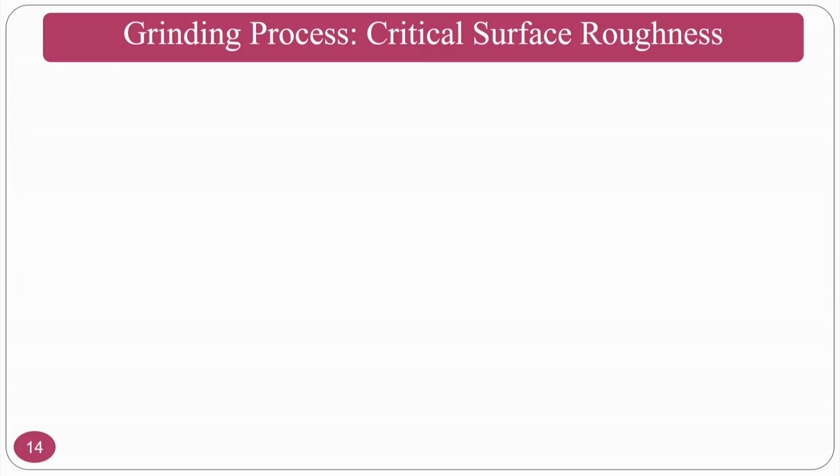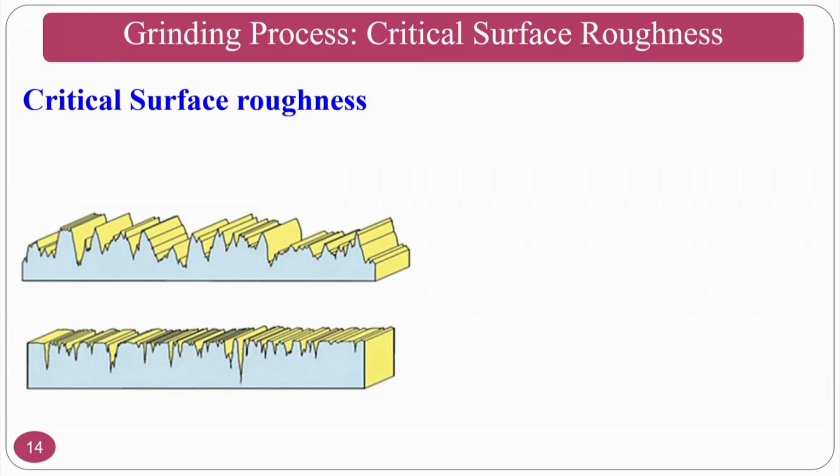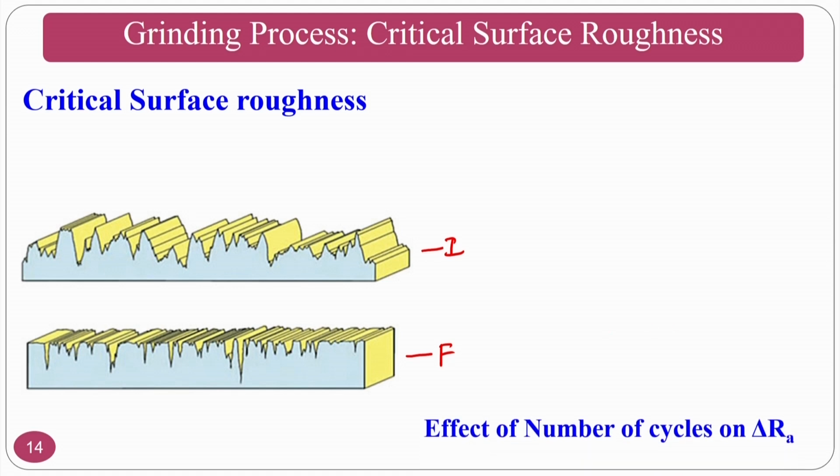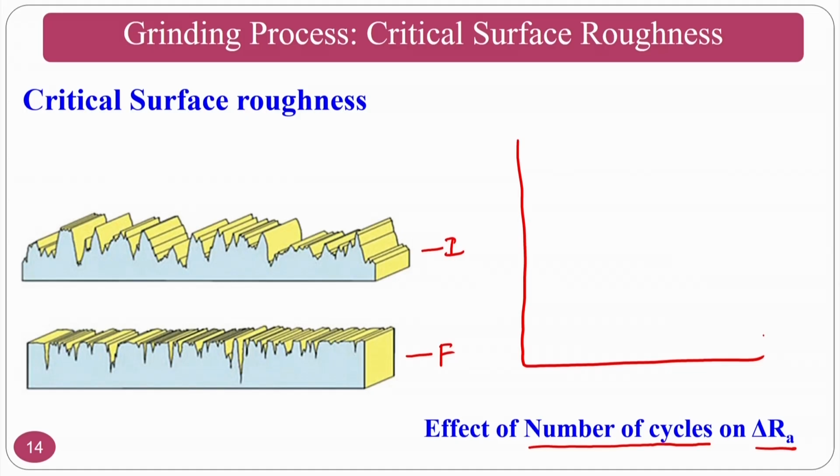Okay. Critical surface roughness: what do we mean by it? If I have an initial surface and a final surface, beyond which the value is not changing, assume that I want to draw a curve between number of cycles and delta Ra, that is, the change in Ra. Delta Ra is nothing but initial Ra minus final Ra. So, this is my delta Ra on the y axis, and this is the number of cycles.